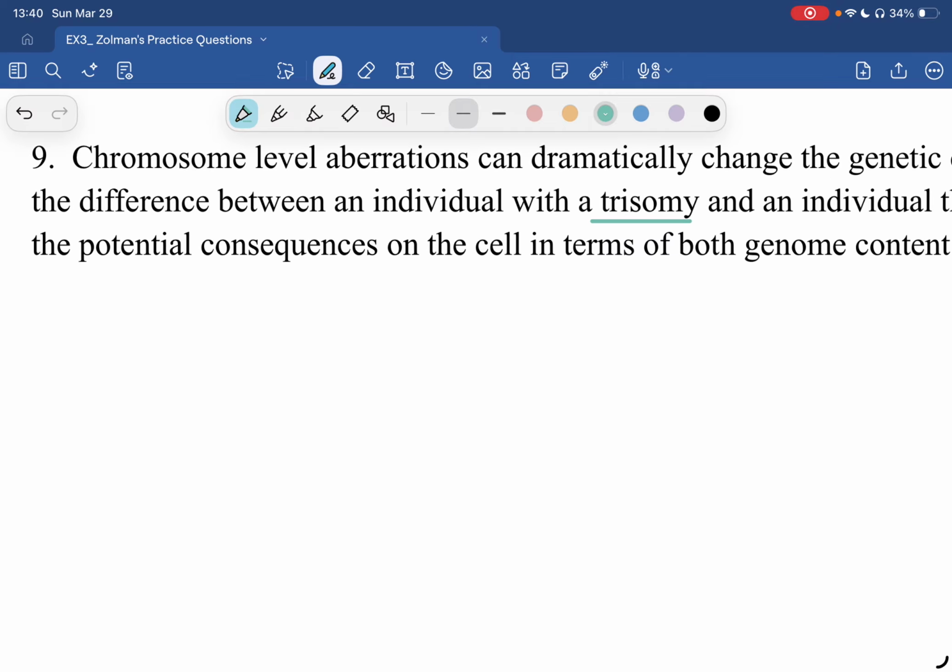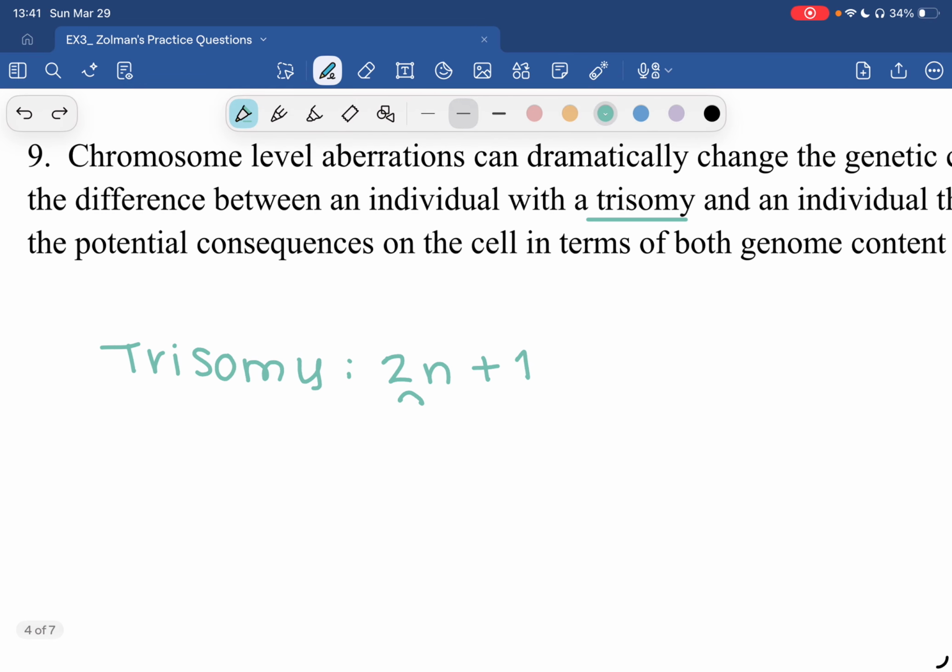So again, like we talked about earlier, trisomy is where you have an extra copy of just one chromosome. So that would be your 2n plus 1. All the other chromosomes in the genome would be 2n, but you have one chromosome that has that extra copy. So again, in trisomy 21, the 21st chromosome has an extra copy, where all the other chromosomes in the body just have 2n.